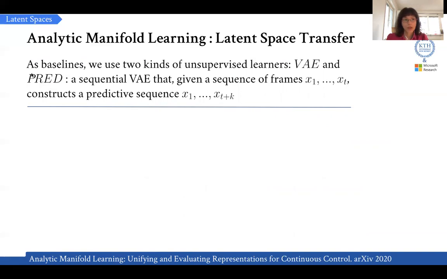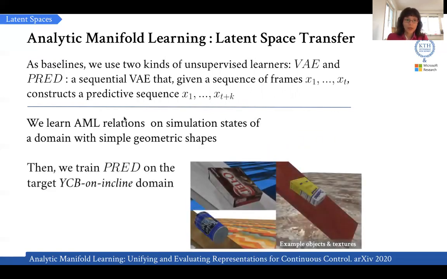Here, one version that we're going to show improvement on is a predictive sequential variational autoencoder, which takes in a history of observations and decodes, or reconstructs, that history and the k next frames to predict. With that, we will train the analytic manifold learning approach that I've described above to learn a set of relations that describe the domain with simple geometric shapes.